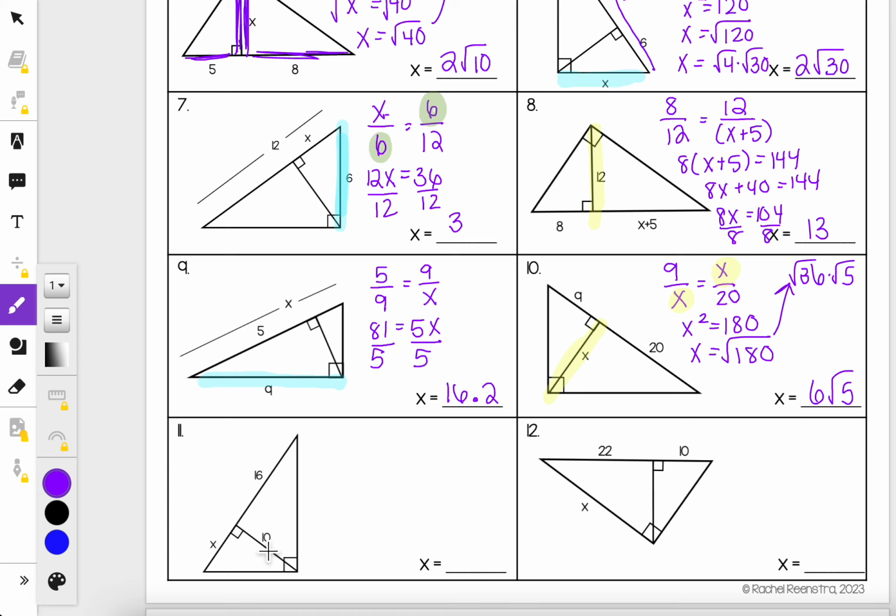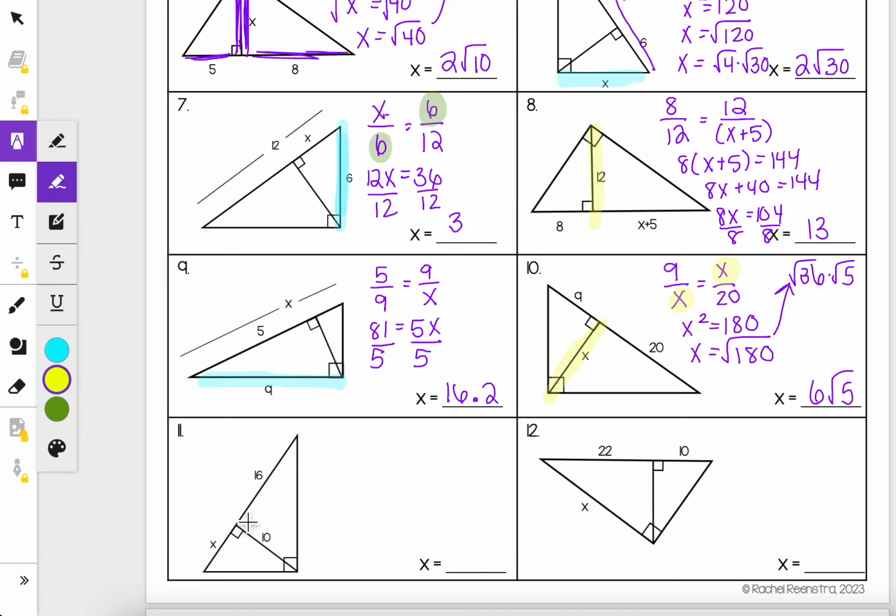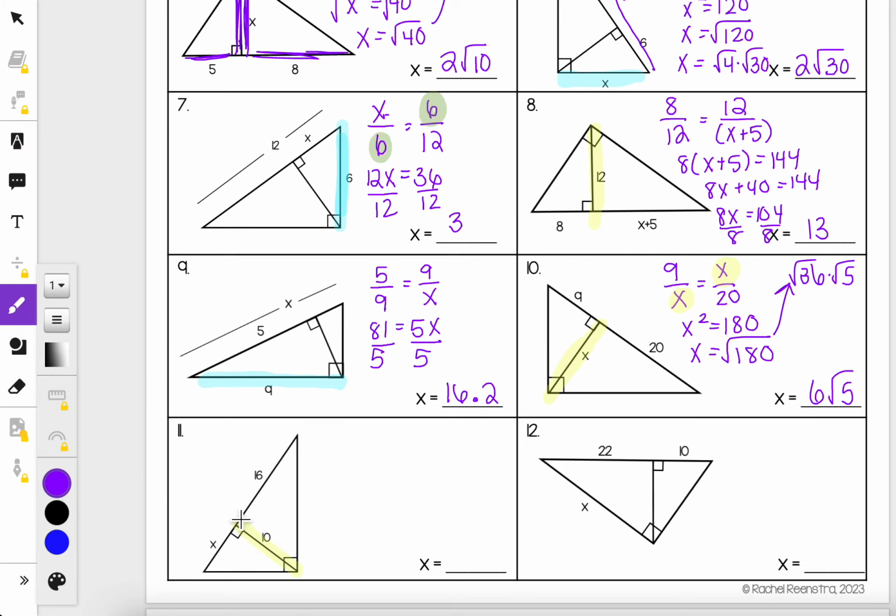For number 11, this is another one where I always look for the altitude first. I have my altitude, and that's going to be my geometric mean. So my piece over the altitude equals the altitude over that other piece. So 16 over 10 equals 10 over x. So 16x equals 100. Divide both sides by 16, and x equals 6.25.